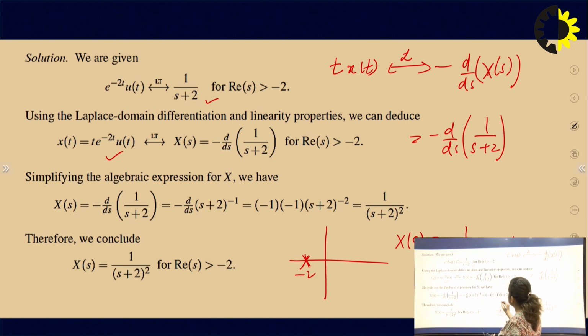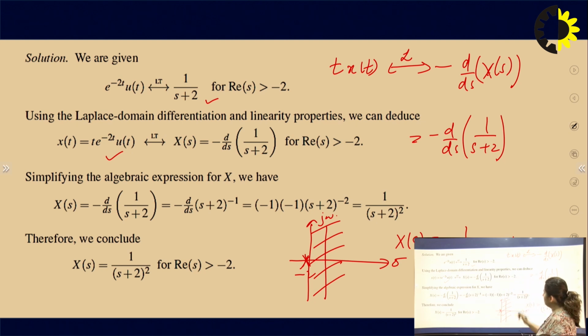And it's a right sided signal. So we have the ROC in this region. This is sigma, this is j omega. So this is real of s greater than minus 2.